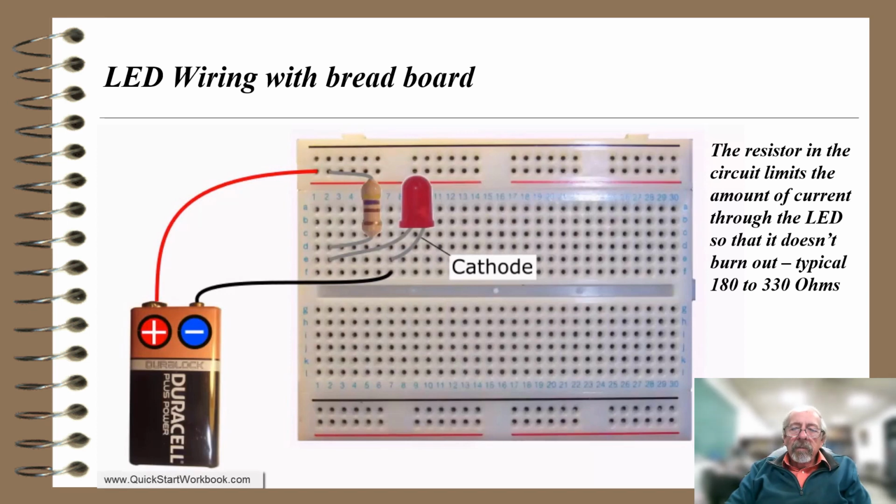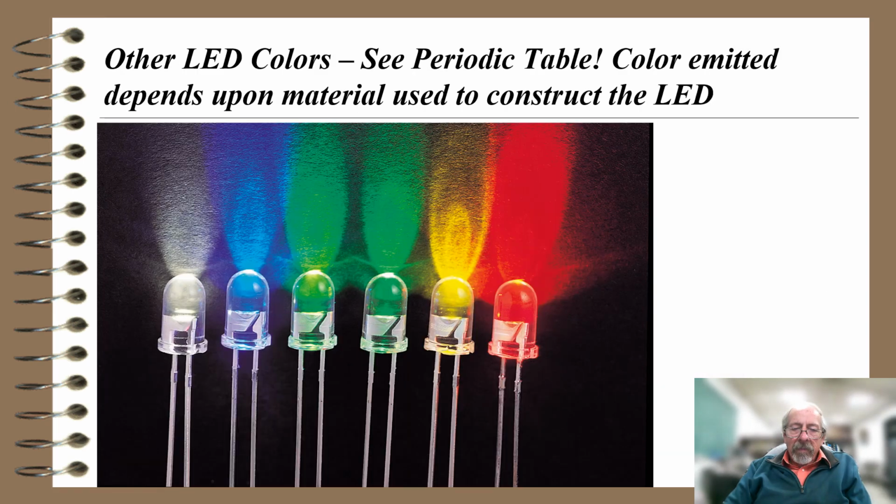The circuit here has a resistor in it. The resistor in the circuit limits the amount of current through the LED so it doesn't burn out. Typically that might be 180 to 300 ohms. We'd put that resistor in; it all depends on what the voltage is we apply.